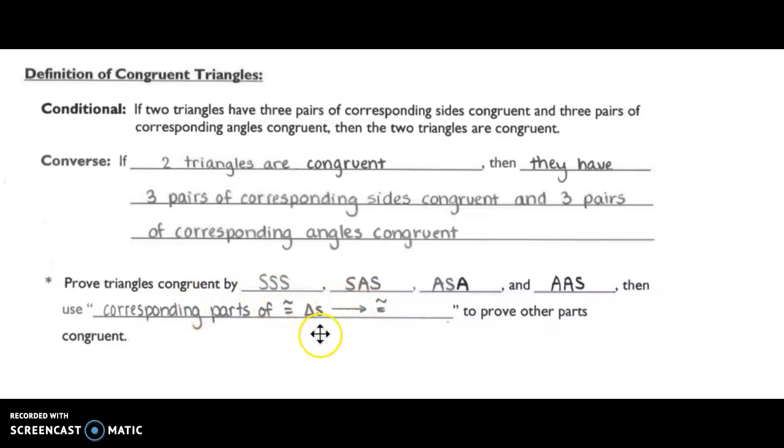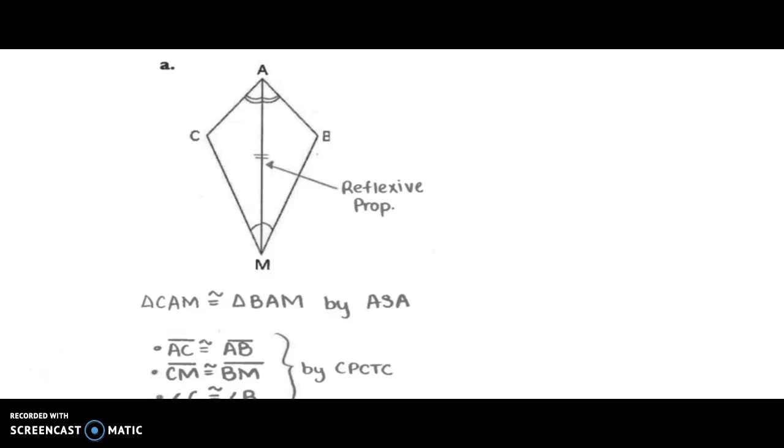If you want to use the letters CPCTC, that's fine. I think in the filled out reason for proof sheet, there's all of this right here where I'm highlighting. Hopefully you can see that. But if you want to write CPCTC, that's okay. And again, that comes only after you prove triangles to be congruent.